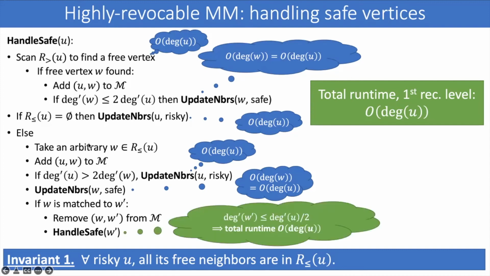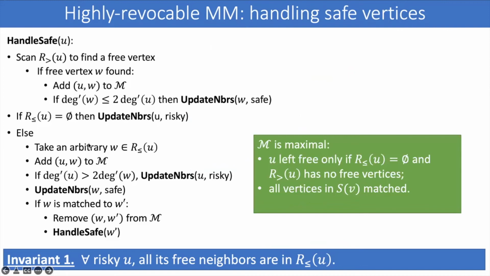By the properties of risky and safe vertices, we know that W prime has degree smaller by a factor of 2 than degree of U, and this allows us to bound the total update time by a geometric sum, which evaluates to O of deg of U. To argue the correctness of the algorithm, we observe that U is left free only if it had no free vertices in its risky neighborhood. We know that all its safe neighbors are matched, and the maximality follows.